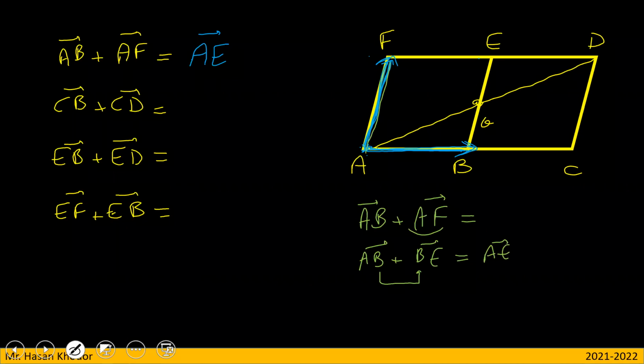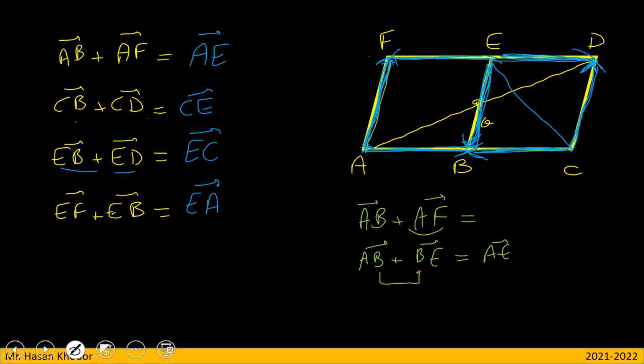Okay, let's go again. Vector CB plus vector CD. These are two vectors having the same origin, so we take the diagonal. CB plus CD gives CE. EB plus ED: this is EB and this is ED, so EC. Bravo, Karim. Finally, EF plus EB gives EA, obeying the parallelogram rule.